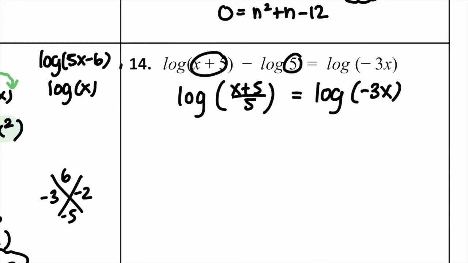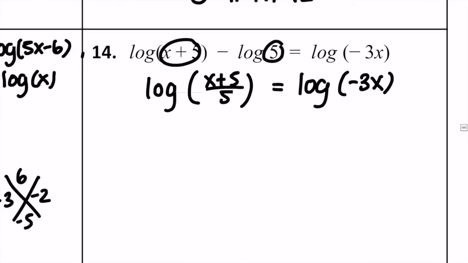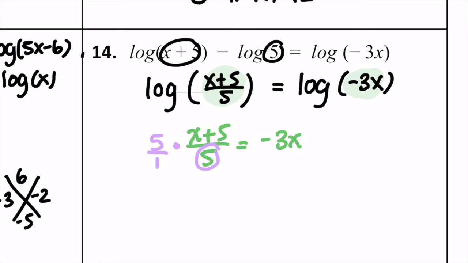These two logarithms have the same base and they're equal to each other, which means their insides need to be equal. So I can write an equation: (x + 5)/5 is equal to -3x. The insides are equal to each other. I'm going to multiply by 5 on the left-hand side to get rid of that 5 in the denominator. So I'm going to multiply the right-hand side by 5 as well. I have x + 5 is equal to -15x.